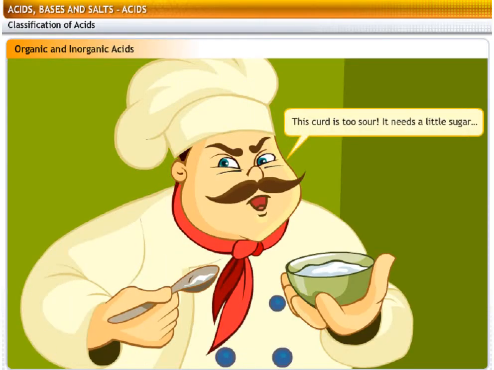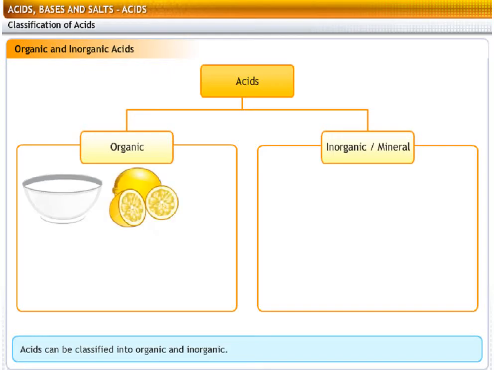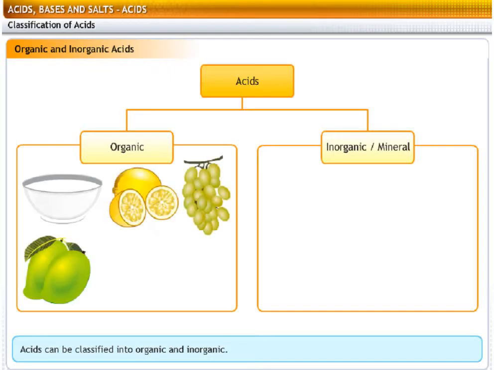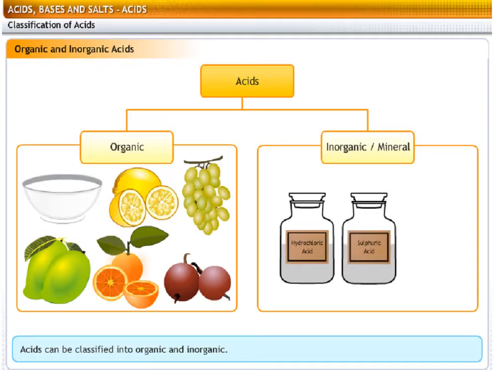This curd is too sour. It needs a little sugar. Curd contains lactic acid, which gives it a sour taste. Acids obtained from food like curd, lemons, grapes, raw mango, citrus fruits and gooseberry are called organic acids. Hydrochloric acid, sulphuric acid and nitric acid are called inorganic or mineral acids.